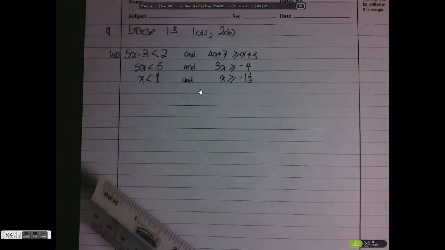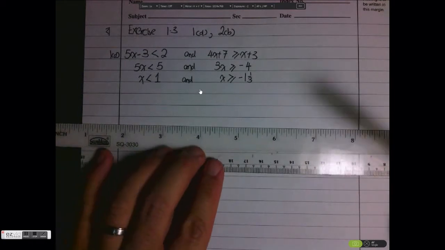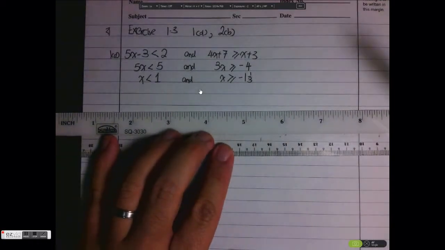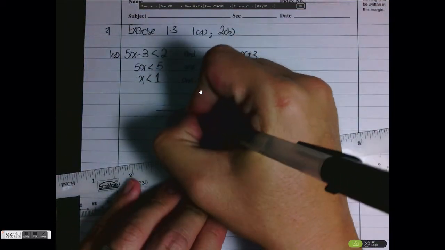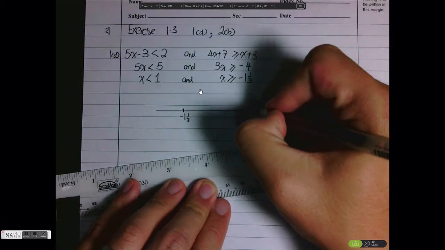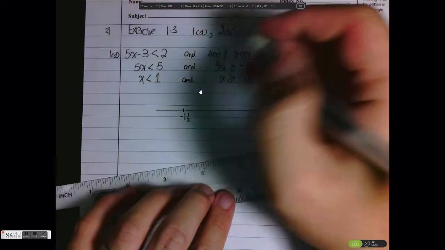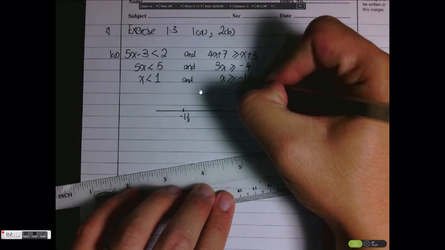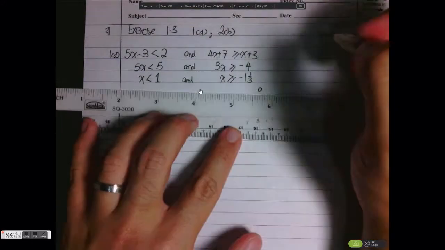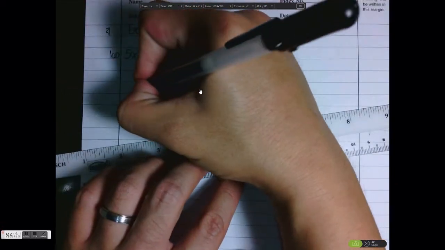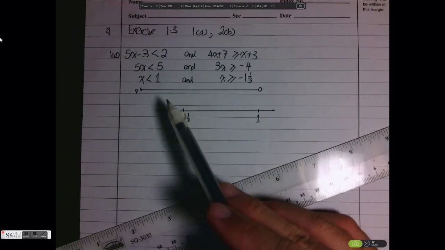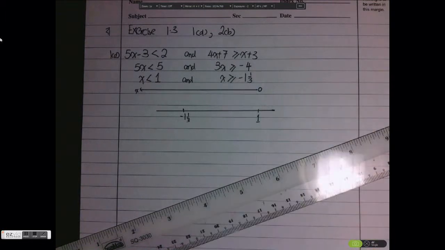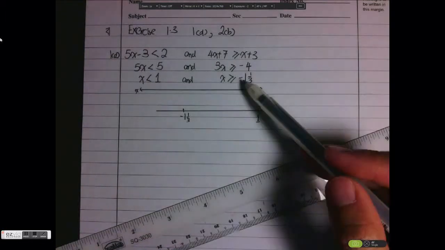We have to represent both of them on a number line. So here is where I will draw a number line. Negative 1 and 1/3 goes on the left here, 1 goes on the right. X is lesser than 1, so I draw a white dot. X is lesser than 1, like this. So this line here represents x is lesser than 1. Now to represent x is greater than or equals to negative 1 and 1/3, I draw it here like this.